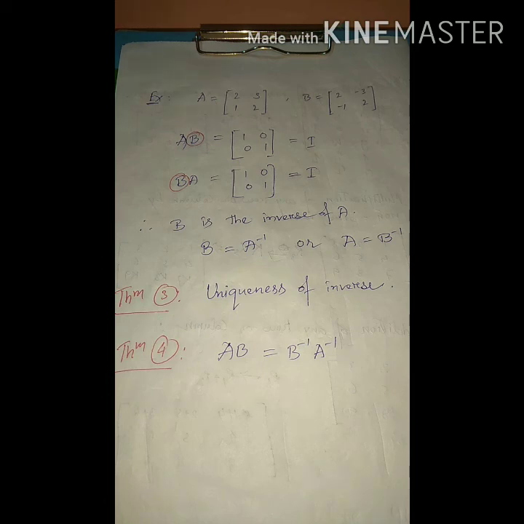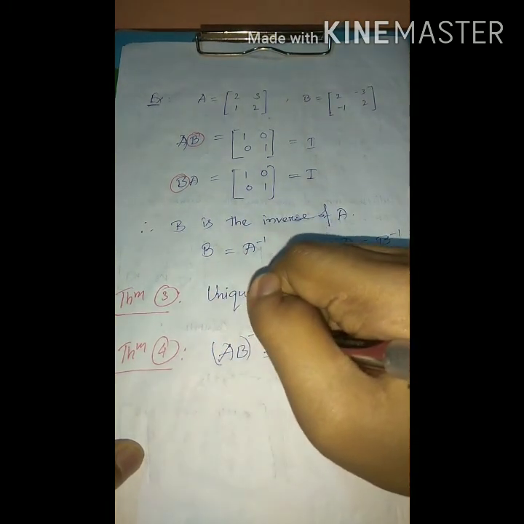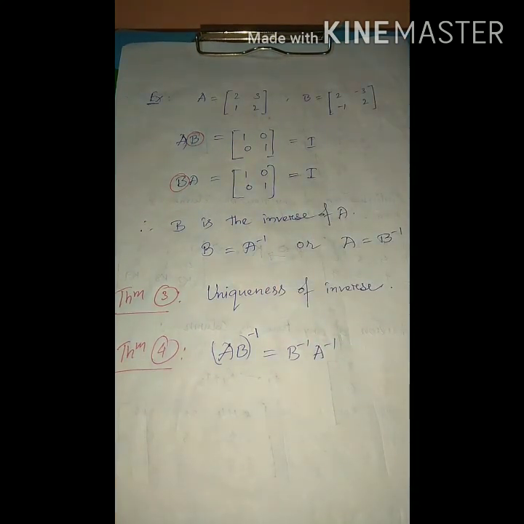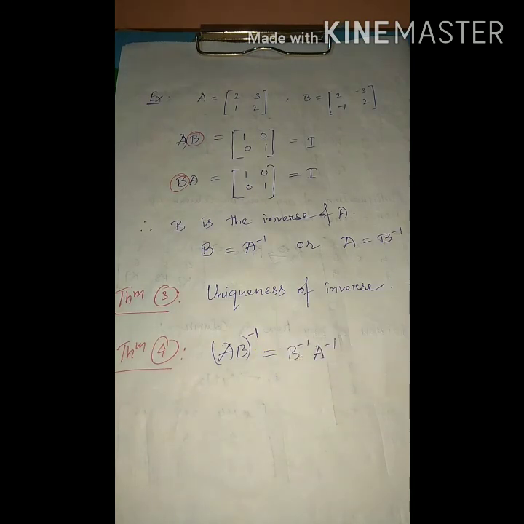And another theorem is here, and this result is very important. Is it clear? This result is very important. So here, this is (AB) inverse, and (AB) inverse equals B inverse A inverse. This is actually a result, and the proof is also given in your book, you can see from there. So uniqueness of inverse means for a matrix we get one and only one inverse, and in place of (AB) inverse we can write B inverse A inverse. Is it clear?